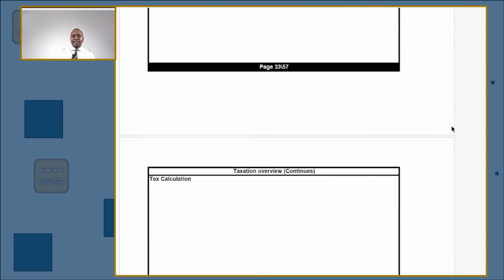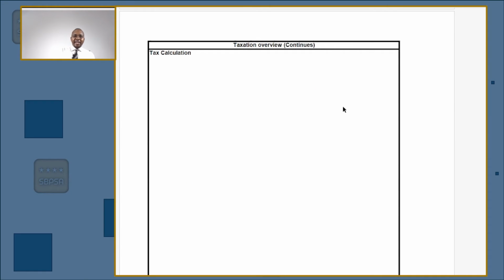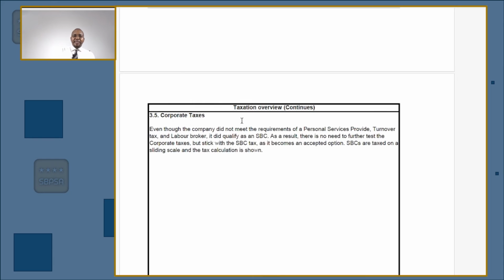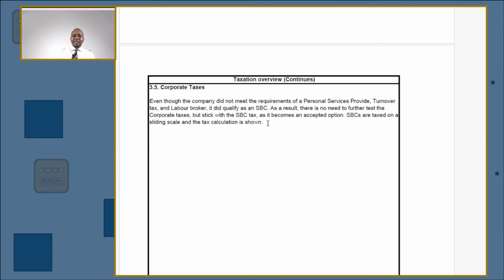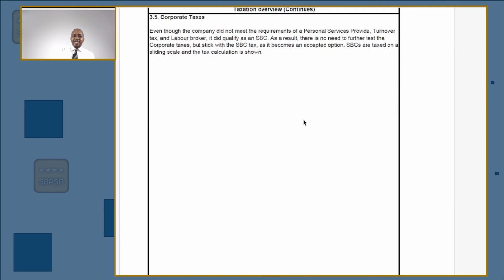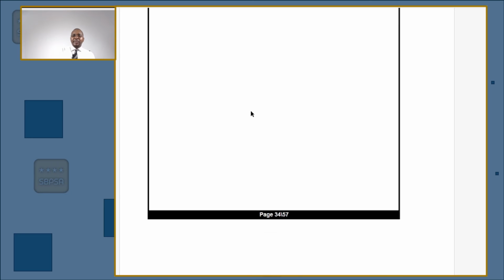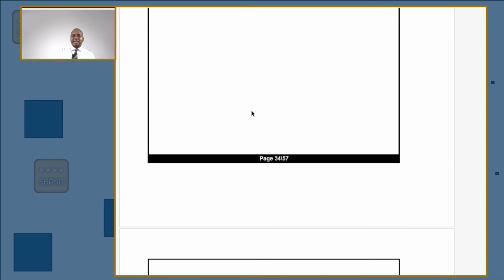So there are no tables. Then here we show the calculation, once we've decided which method of taxation must be applied. Here, we will see this when we are dealing with it also in volume 6. Then we do the calculation of tax here to show how we are getting to the taxation that we're going to report in our financial statements.